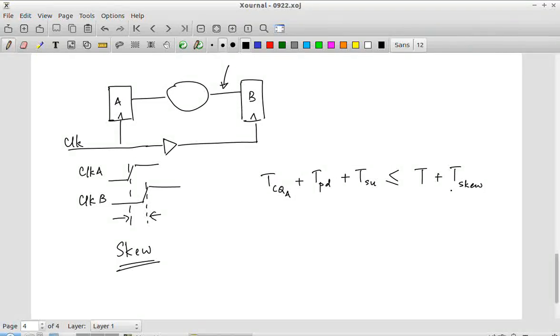Right? Because there is some skew between flip-flop A and flip-flop B. So in other words, your minimum time period is decreasing, or your maximum clock frequency is increasing. Okay? So it looks as though clock skew is actually helping you over here. The problem is, it's not always helpful. What if I had another path from B to A?